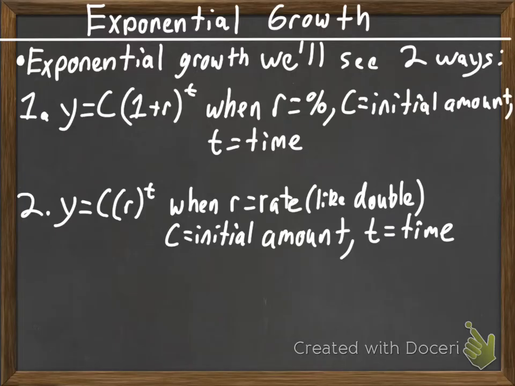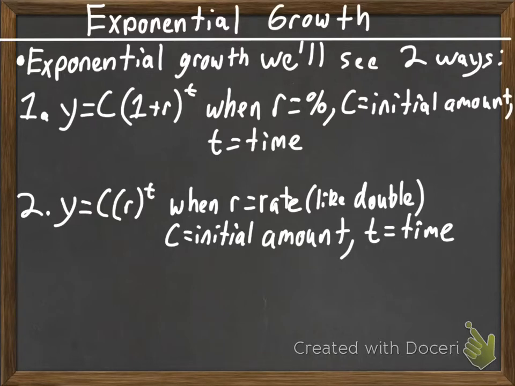So exponential growth. For exponential growth we'll see written two different ways. We'll see it as y equals c times (1 plus r) to the t, and this happens when our r equals a percent. So if you see in the problem you increase by a certain percent, then we know to use the first equation. And c equals the initial amount we start out with, and t equals the duration of time.